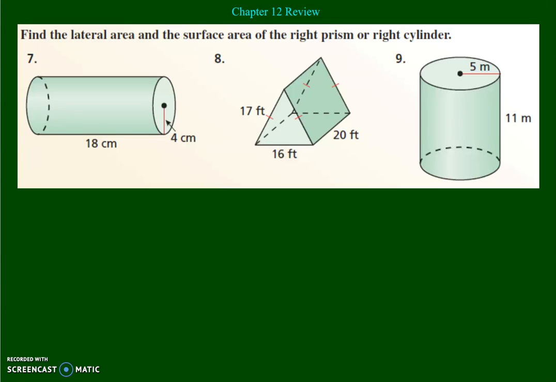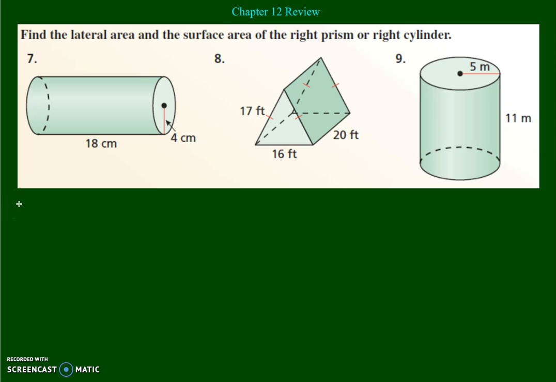This is a continuation of the Chapter 12 review, starting with Problem 9. In Problem 9, we have a cylinder. It has a radius of 5 and a height of 11. So, first thing we're going to do is to find the lateral area.